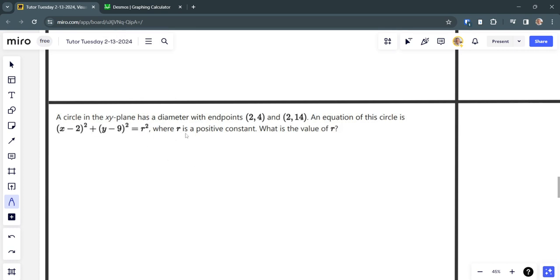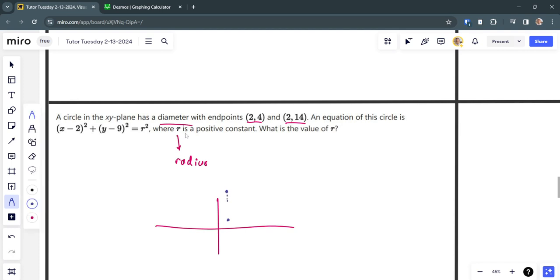Well, r is the radius. And you see here, a diameter passes through (2, 4) and (2, 14). That is 10 units. So the radius should just be 5.